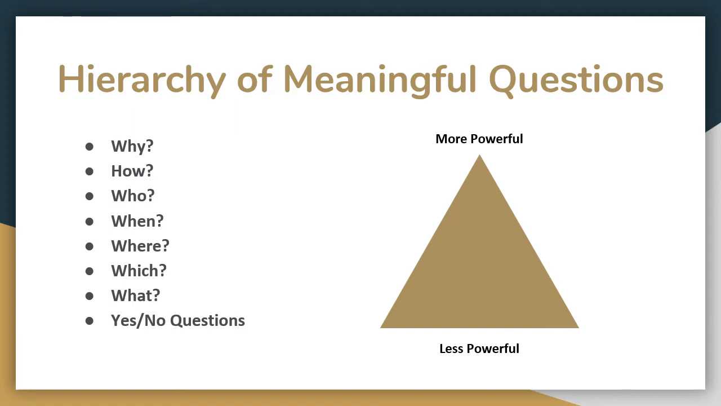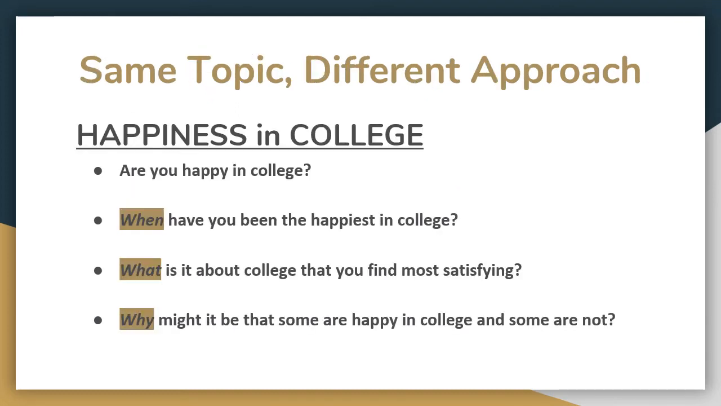So let's look at an example. Here we have 4 questions, all about the same topic. But each question is taking a different approach to that topic. The topic generally here is happiness in college. Read through the questions. The first one is, are you happy in college? What type of answer would you get to that question? That's a yes/no question, isn't it? Are you happy in college? Yes or no.